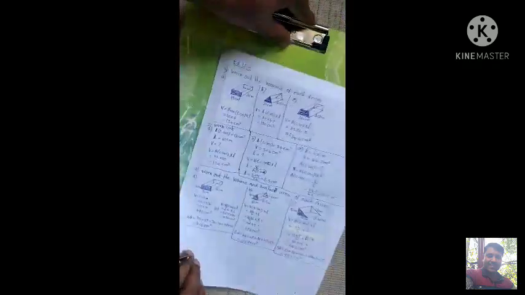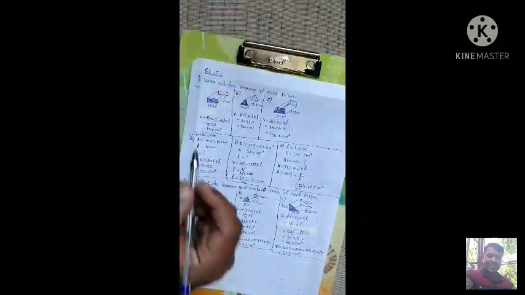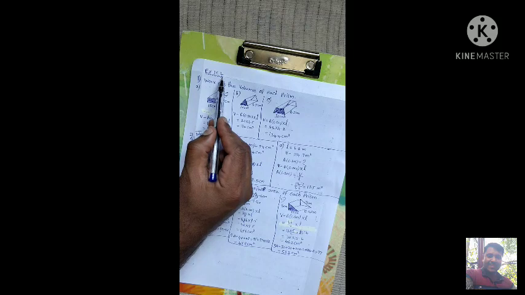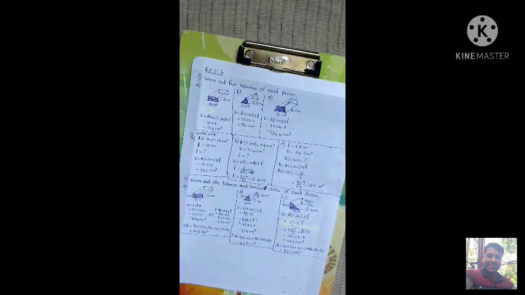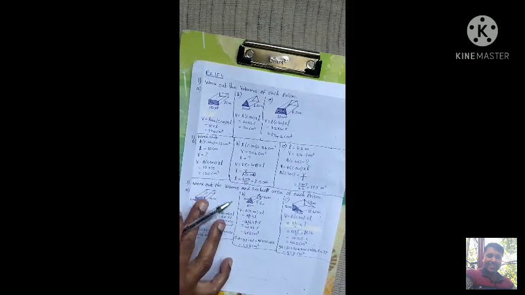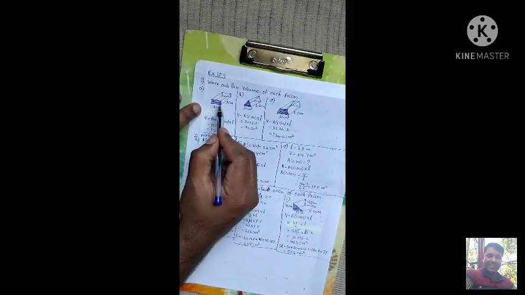Okay, now we are going to the sums. We will do them one by one. See the first question, exercise 15.4: work out the volume of each prism. So now we are going to find the volume of each prism. The picture is given like this. The first one is a cuboid.